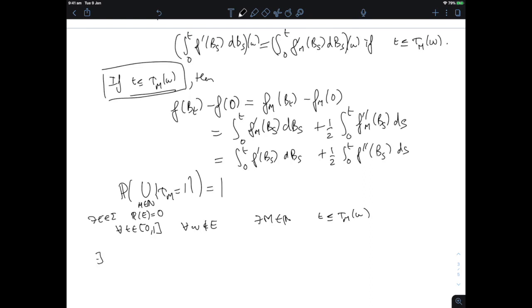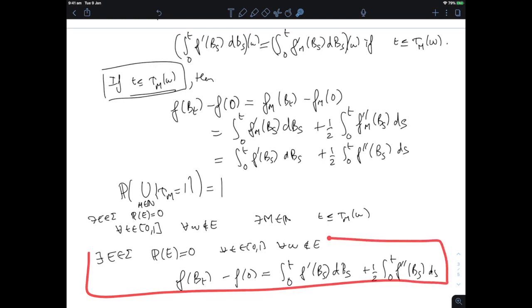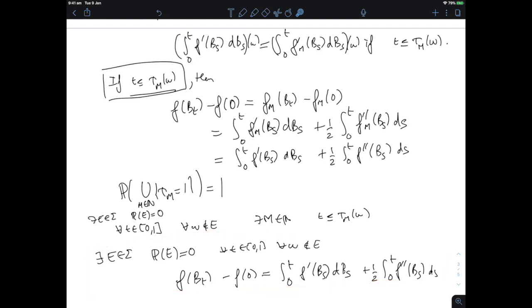And therefore, there exists an E in sigma, which has probability 0, such that for all t in [0,1] and for all omega not in E, f(B_t) minus f(0) is equal to the integral of f'(B_s) dB_s plus 1/2 integral of f''(B_s) ds. Just pick your m sufficiently large to guarantee this, such that this formula holds. And that is literally Ito formula, almost surely. And that concludes the proof.